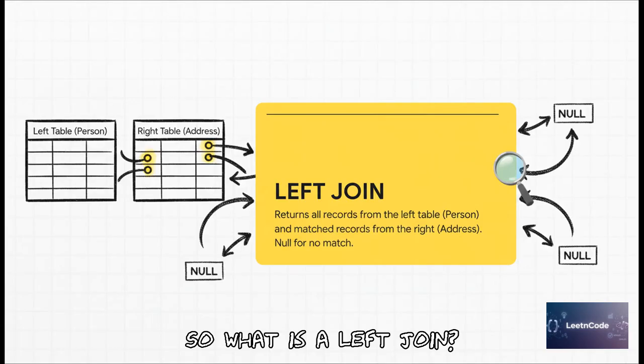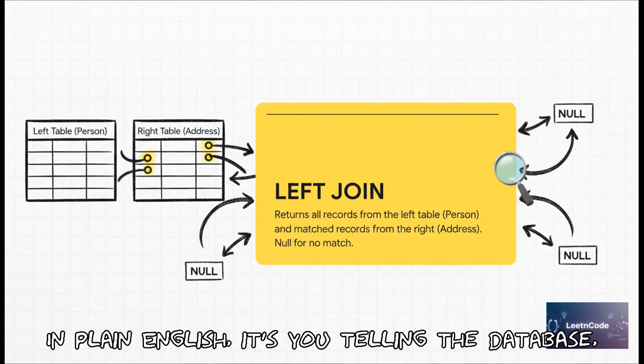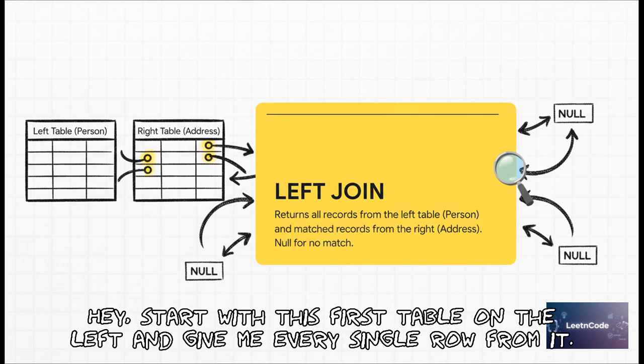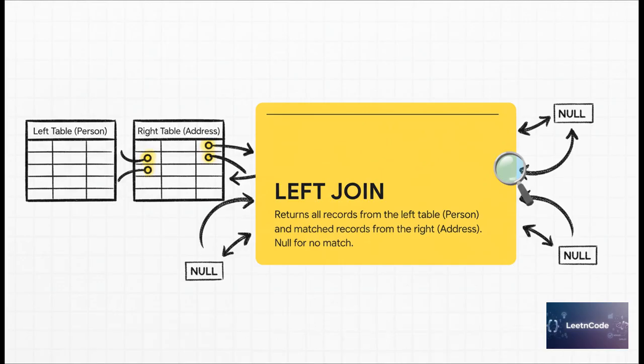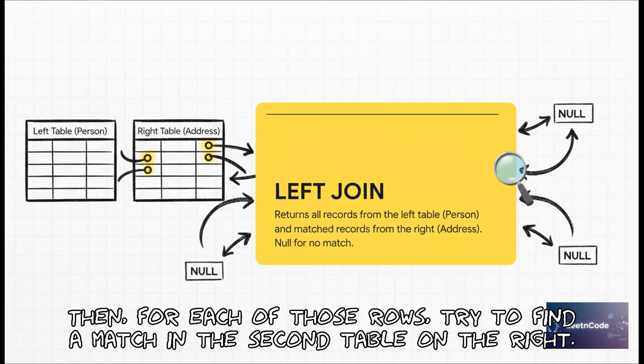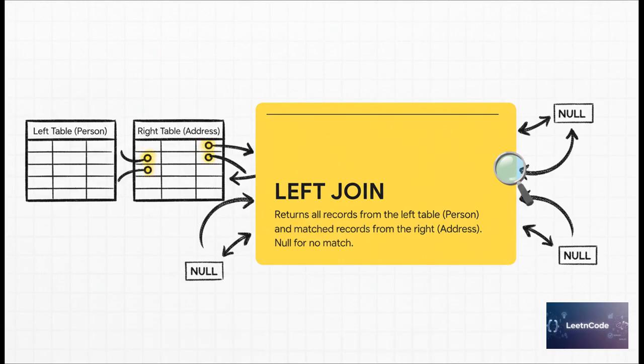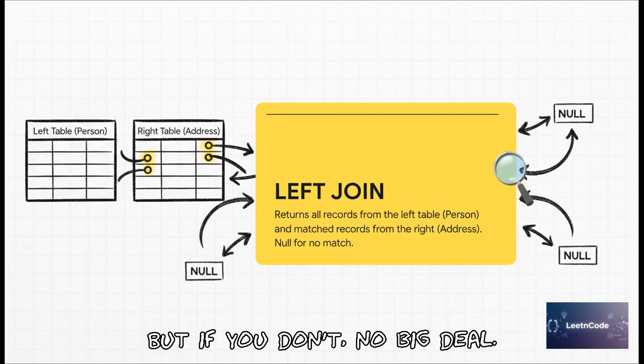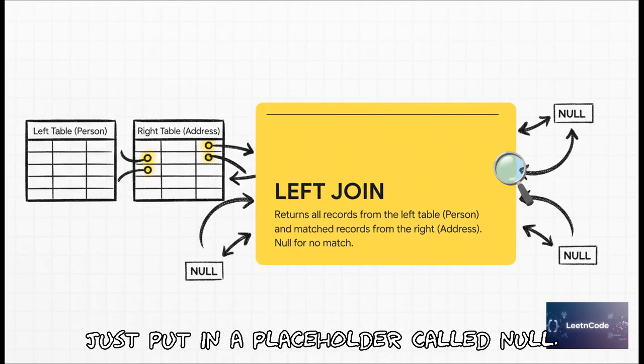So what is a left join? In plain English, it's you telling the database, hey, start with this first table on the left and give me every single row from it, no exceptions. Then, for each of those rows, try to find a match in the second table on the right. If you find one, awesome, bring that data over. But if you don't, no big deal. Just put in a placeholder called null.